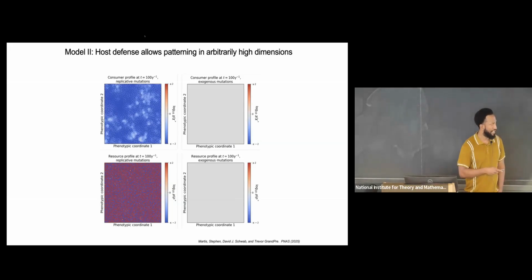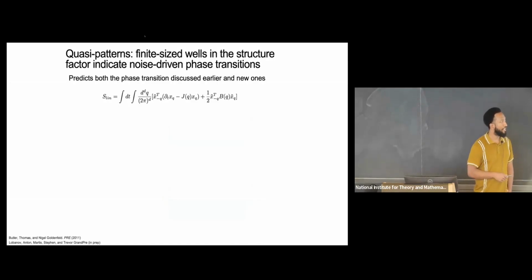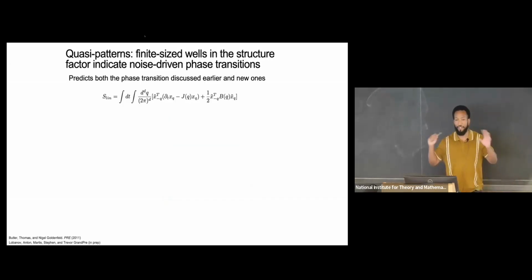I'm not quite sure why it's not as uniform. But anyway, this is where I'm just showing the patterning and not patterning. And in the last few minutes, I just wanted to also mention noise. So that was all deterministic, but now the question is, what is the effect of noise? And in this model, the noise would be demographic noise.